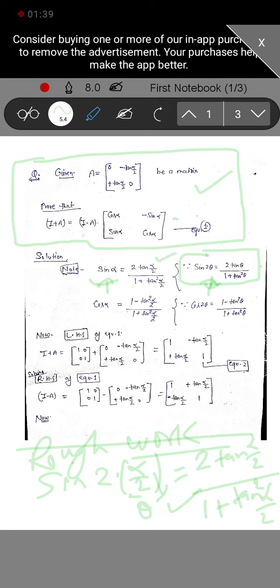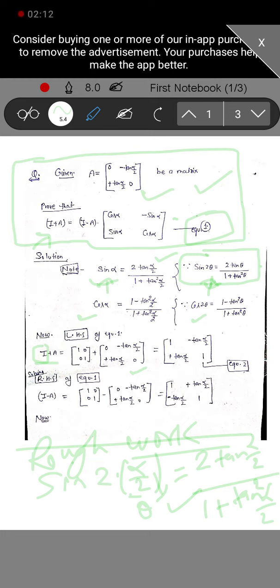Similarly, we have evaluated cos alpha using the cos 2 theta formula. After giving these two properties, we are going to find the left hand side of the equation 1 that we have to prove. So let's find I plus A. Here I is nothing but the identity matrix, that is 1 0 0 1 of 2 cross 2 order, and A is the matrix given in the question.